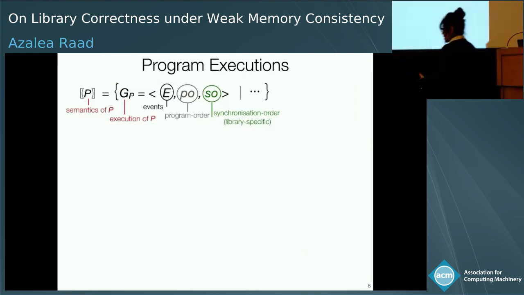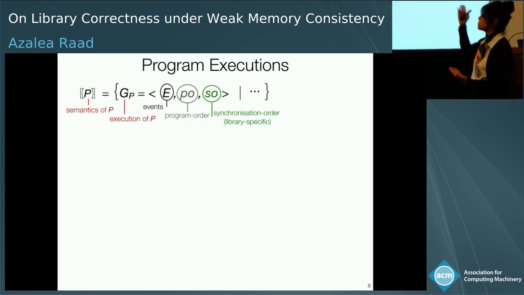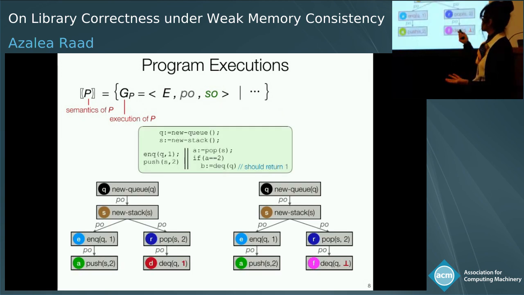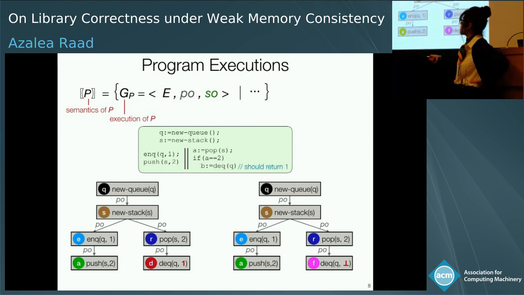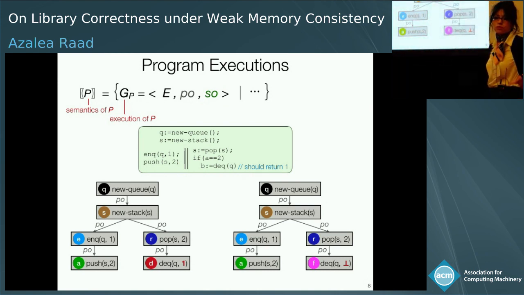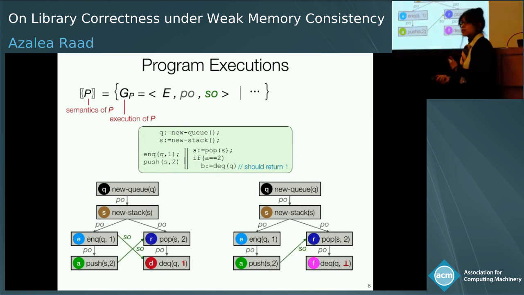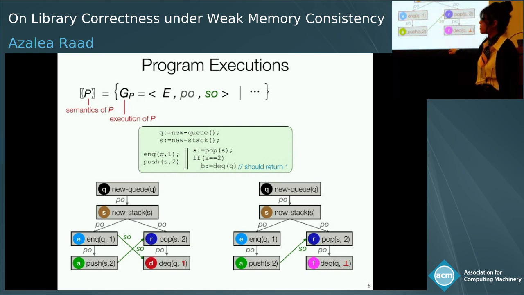So here it is. Now I'm going to describe the executions of a program, not just a library. And the execution of a program is very similar to library executions, and we have similar components. So back to our example from before, execution graphs are very similar, except that this time, as well as these queue events, I also have the stack events in both of the executions, with the POs in between. And let me put in the SO, which is, like I said, SO relates matching events. So I have the SO between the NQ and DQ as before, but also this push and pop synchronize because this one is reading from that one in both of the executions.